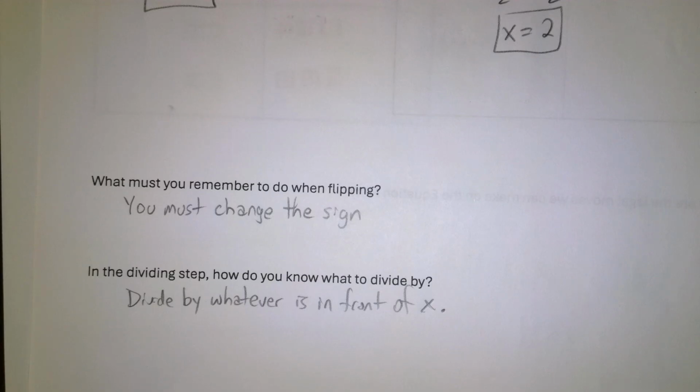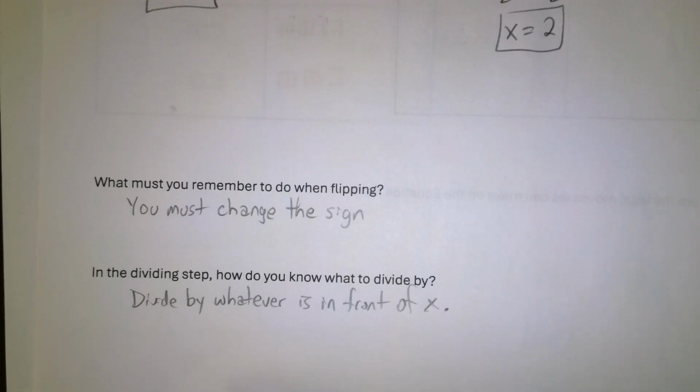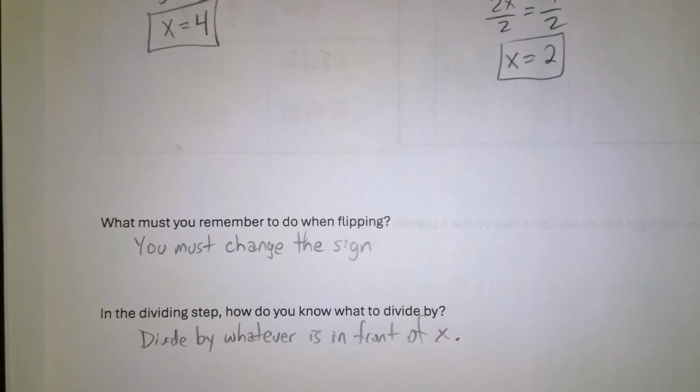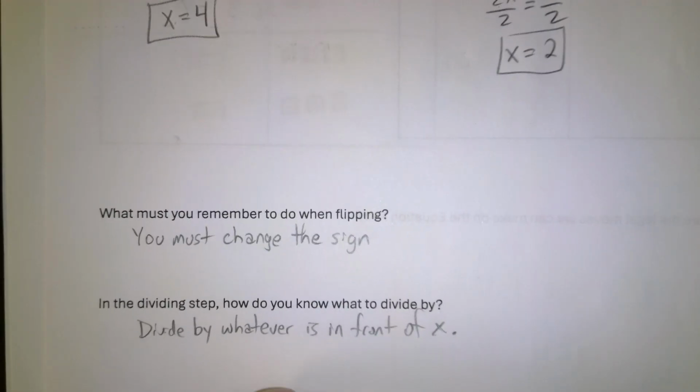When you're flipping, don't forget to change the sign. It's not moving. We're not moving it to the side. We're flipping tiles over, right? Which will change the sign. And then in the division step, and you've heard me say it a bunch of times now working these problems, you divide by whatever's in front of the x, right? And that'll be your last step.